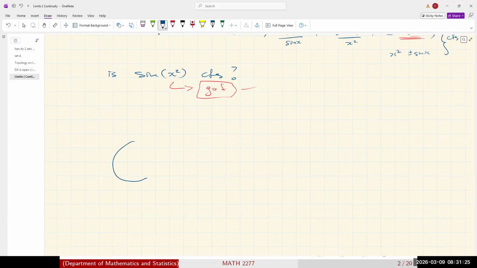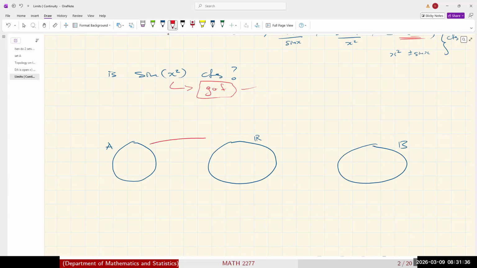So here's A, here's R, and here's B. Okay, so f is a mapping from A into R. But remember, f may not be surjective, so it may not hit all of the real numbers. So let's say it only hits this amount, right? So here's f of A. You of course know that that is the range of f, right?